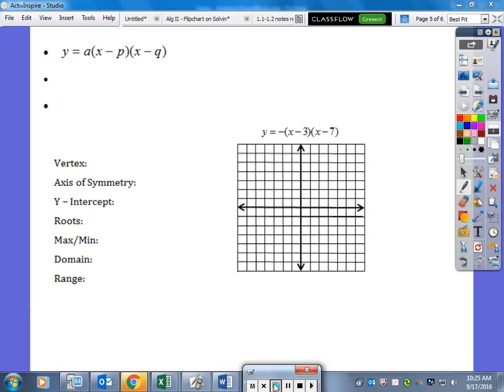So y is equal to a times (x minus p) times (x minus q) is what we call intercept form. And this is what we get when we take an equation that's in standard form, which looks like a trinomial, right? Remember that from Algebra 1? And we factor it. Then we get something that looks like intercept form.